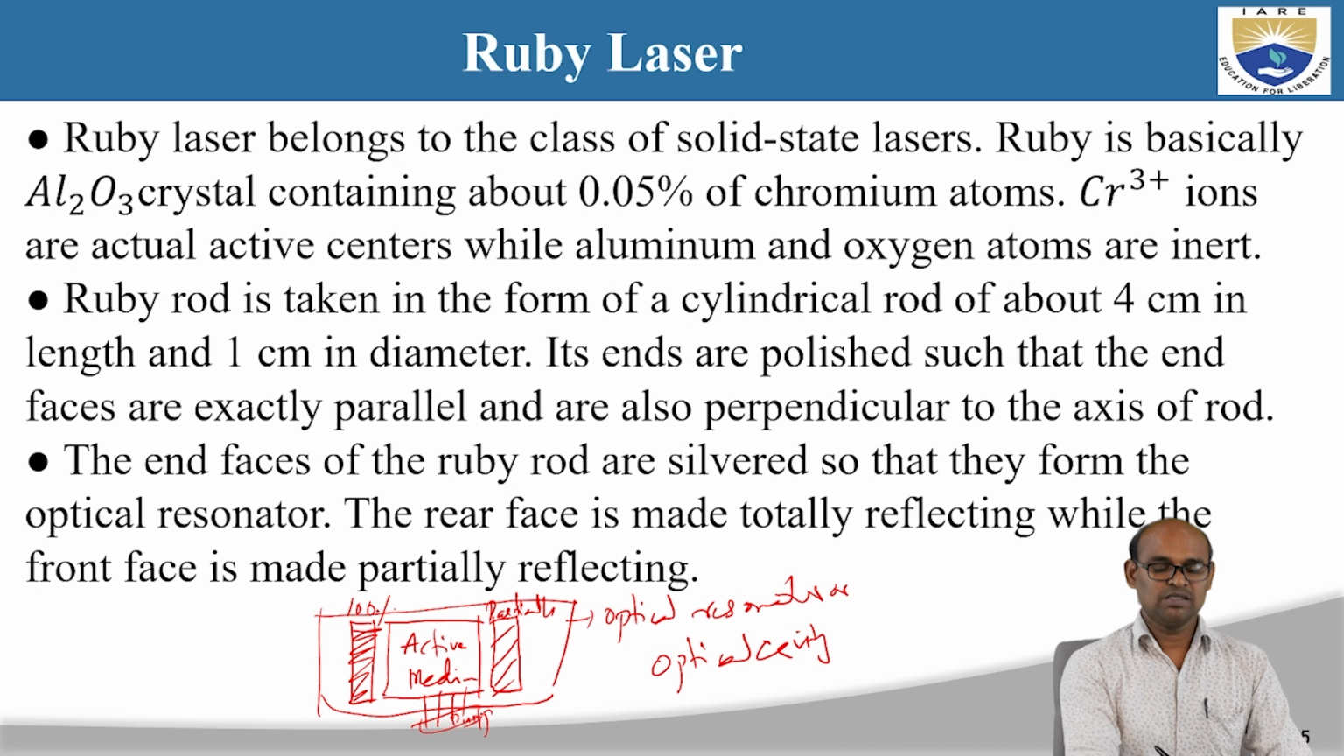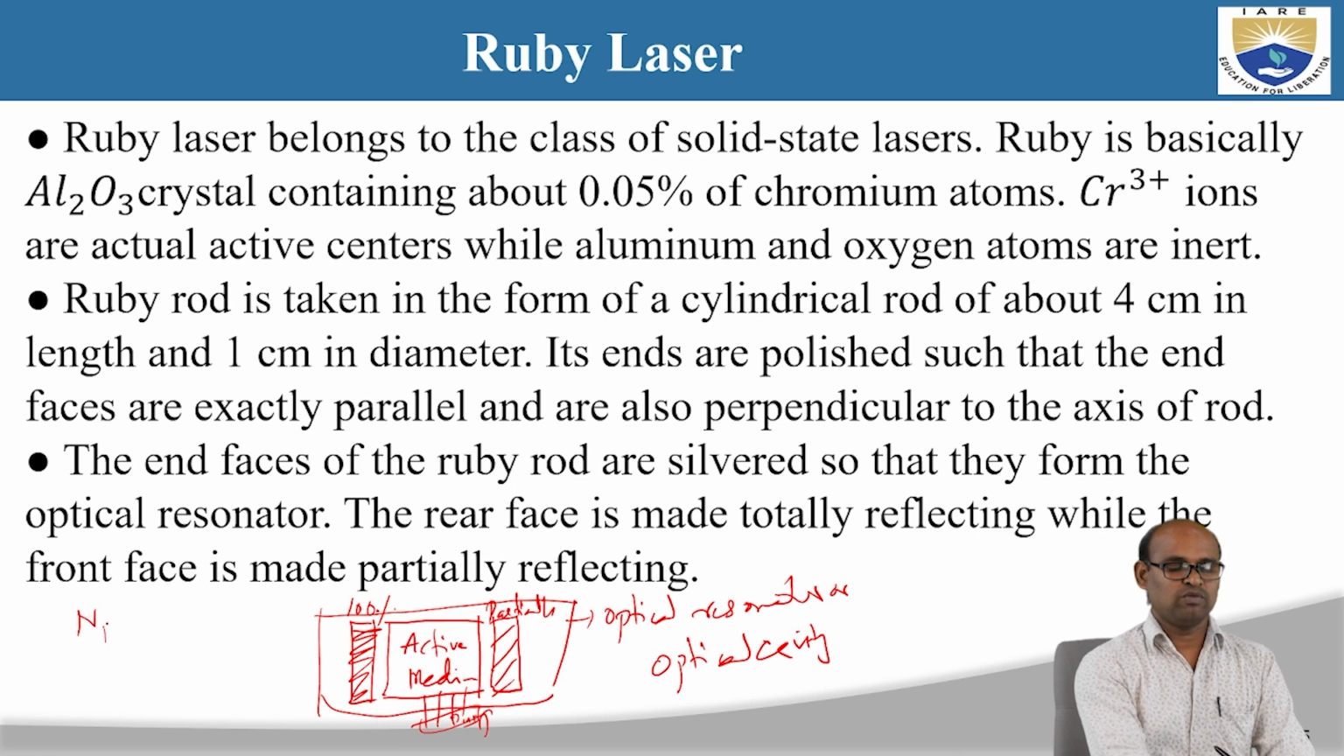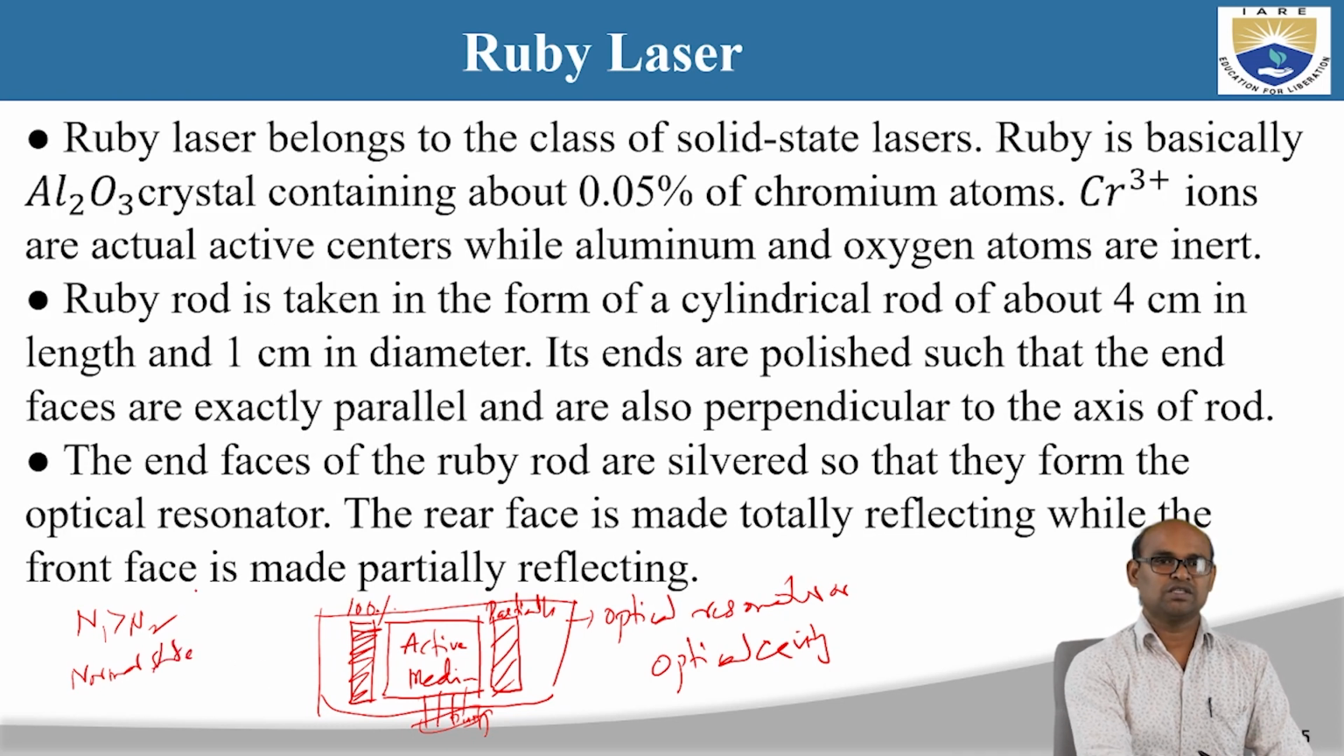Okay, so we know that this pumping technique we use to excite the atoms from the ground state to the excited state, so that N2 is greater than N1, is nothing but the population inversion. To achieve population inversion, we need to supply energy, because in general the atoms will be in the ground state. The number of atoms in the ground state is more compared to the number in the excited state, so N1 is greater than N2. This is the normal state or equilibrium state, and you don't achieve population inversion when the system is in a normal state.